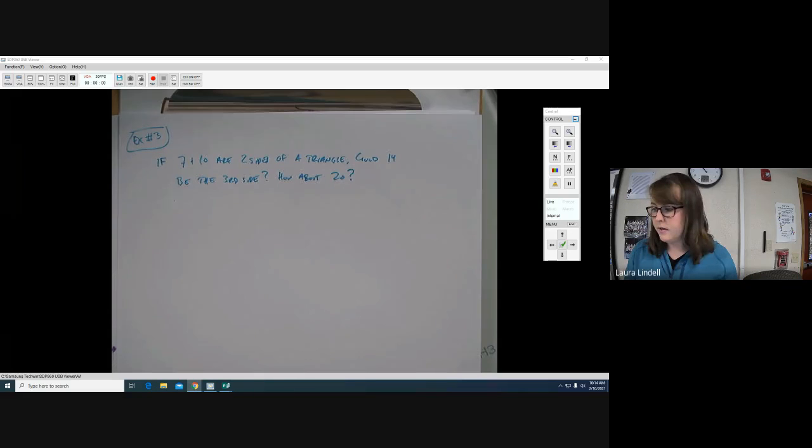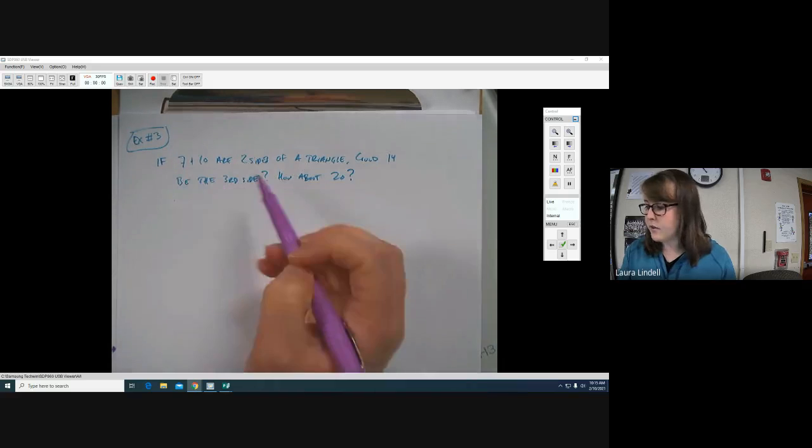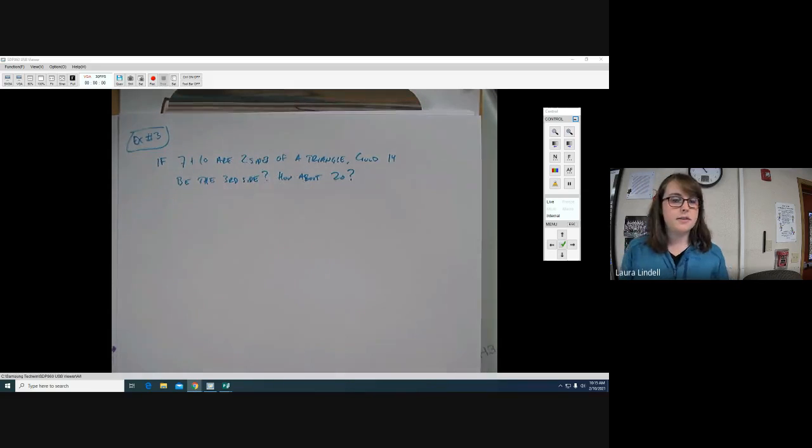Okay. So using what we know about triangle inequality so far, let's take a vote here. What do we think? If 7 and 10 are 2 sides, could 14 be the third side? What do we think? Type in the chat, yes or no, on 14. Could that be the third side?